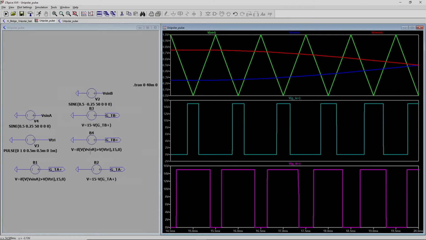Over here you can change the frequency of your reference waveform. You can also change the magnitude of it and the switching frequency of the carrier waveform also.